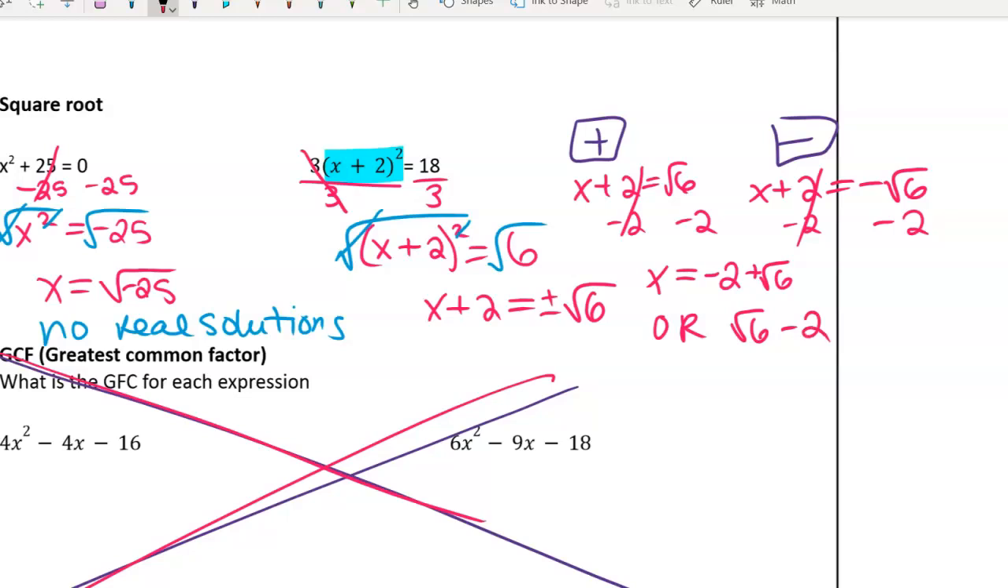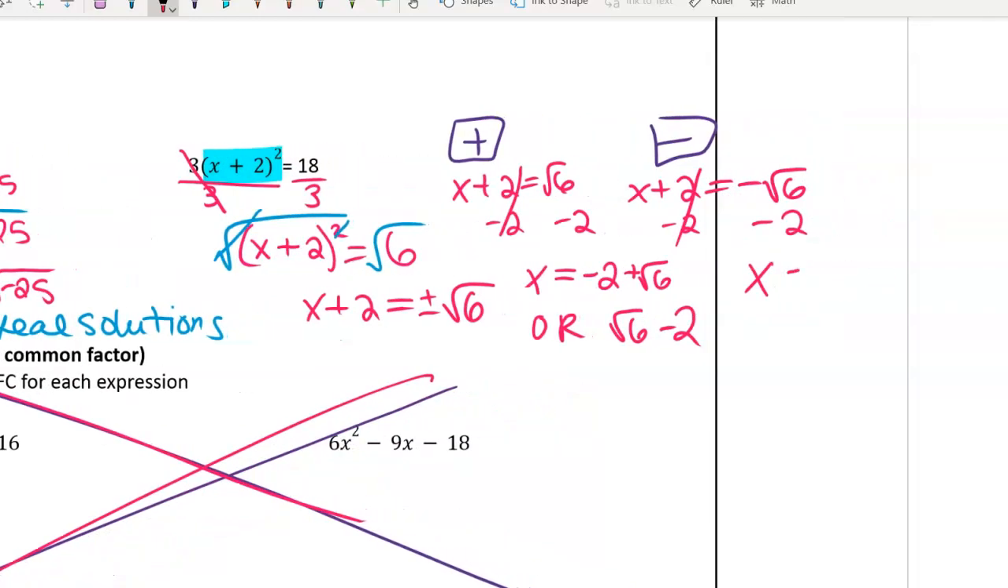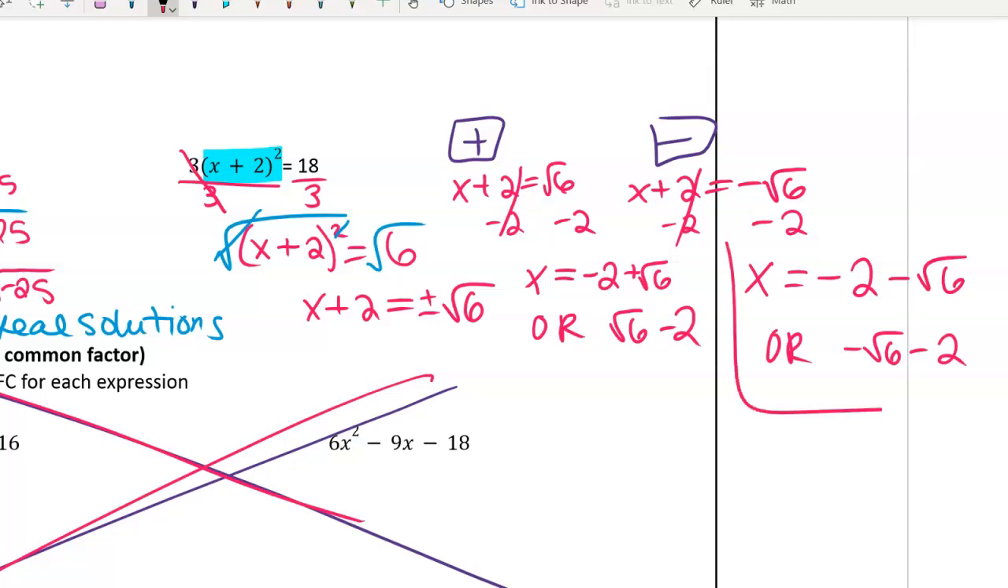With that minus 2, do not do this. This is the incorrect answer. You cannot put negative 2 inside the square root. The negative 2 was being subtracted from the square root of 6. It's not being square rooted at all, okay? So make sure you don't do that there. And for the negative answer, we're left with x equals negative 2 minus the square root of 6, or you can switch it up and say negative square root of 6 minus 2. Either one of those answers is fine.